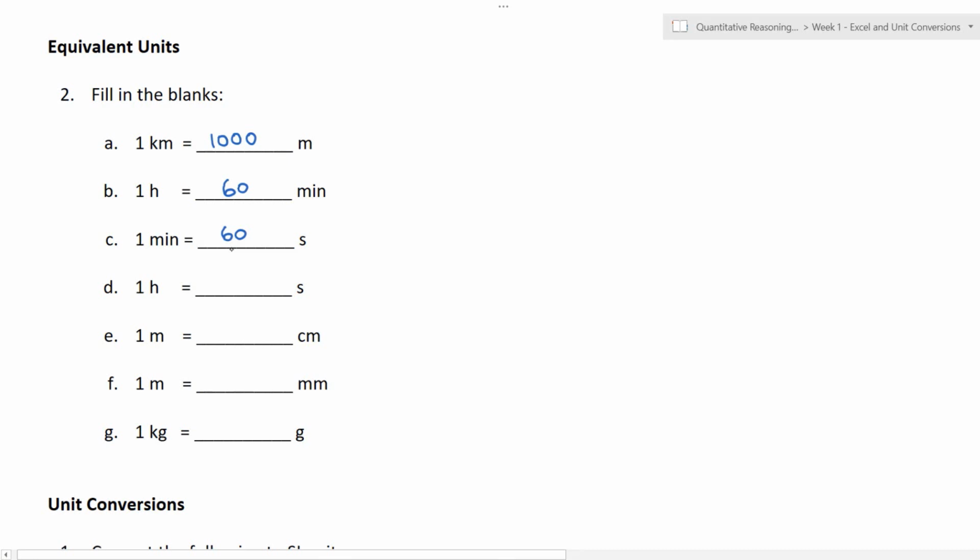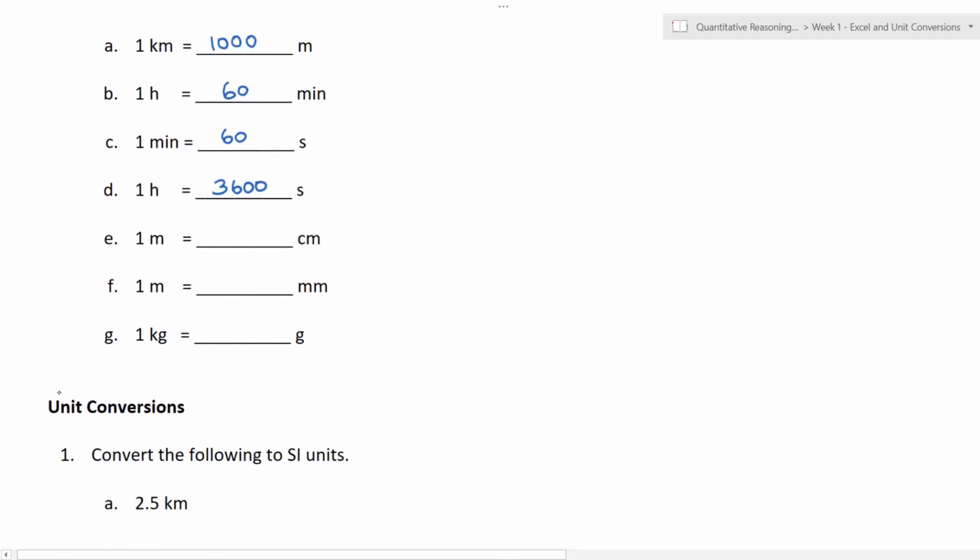All right, next we have 1 hour is equal to how many seconds? We have 60 seconds in a minute and then 60 minutes in an hour. So to figure out how many seconds there are in an hour, you would just multiply 60 times 60, which is 3,600. 3,600 seconds in 1 hour.